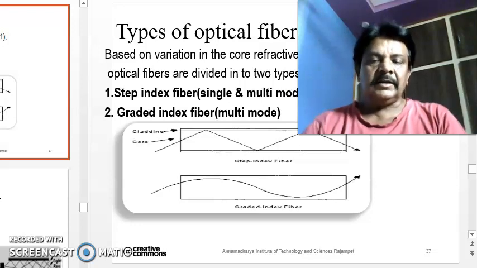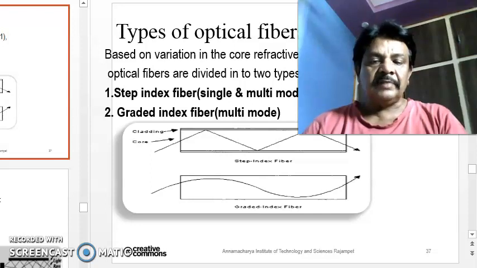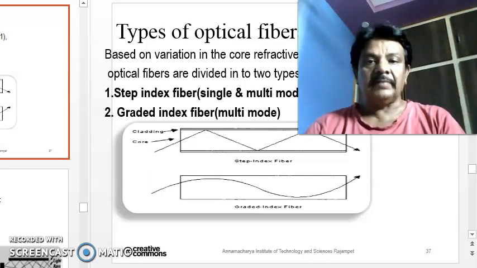Hi, let us continue the types of optical fibers. There are two types of optical fibers based on the refractive index profile of a core. The first type is a step index optical fiber. The second one is a graded index optical fiber. The step index optical fiber, whose refractive index of the core is changed in step manner, is called a step index optical fiber. The refractive index of core is changed gradually, called as a gradient index optical fiber.